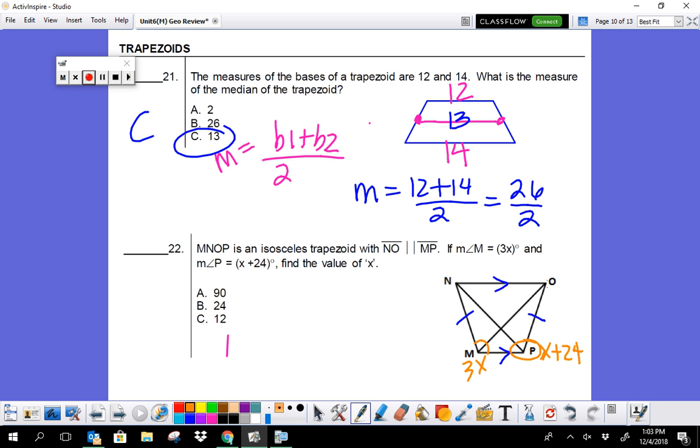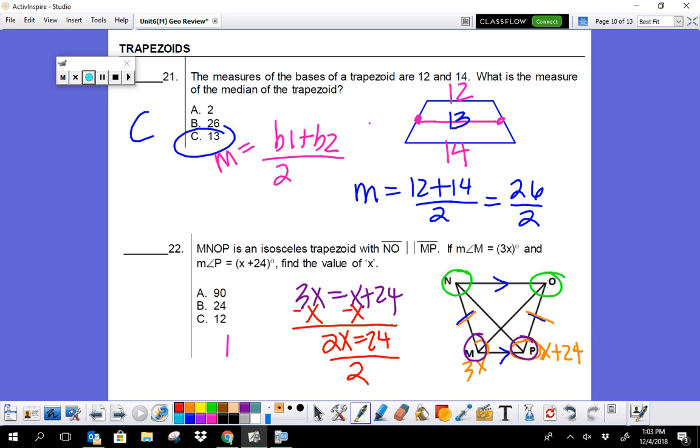Okay, so what you have to know here is because these legs are congruent, that means the base angles are congruent. Okay, we have two sets of base angles. We have these in green. Those are a set of base angles because those are at the base. And then I have these in purple. Okay, which means I'm going to do 3x equals x plus 24. I'm going to subtract this x. So I have 2x equals 24. And divide by 2. And so x would be 12.